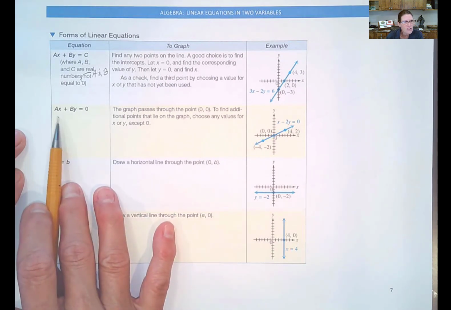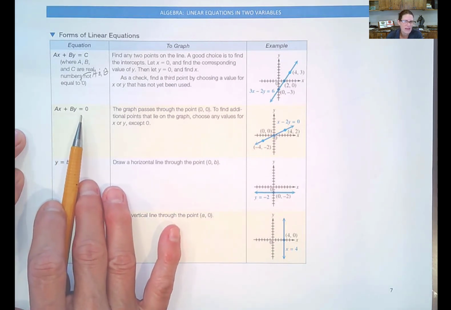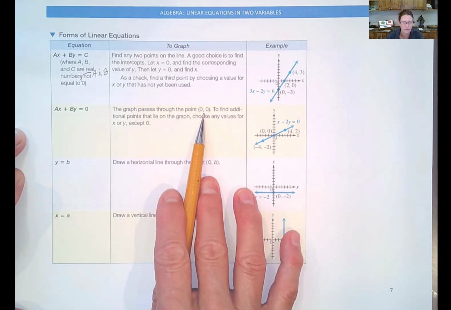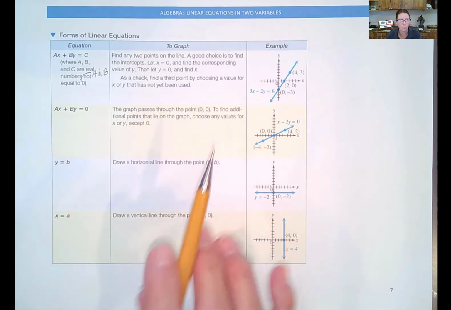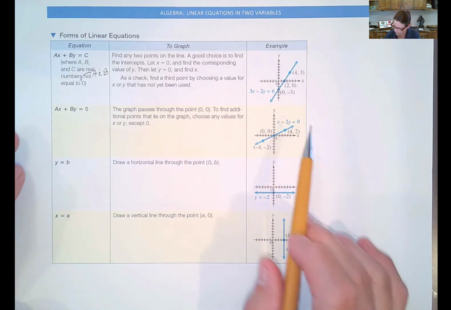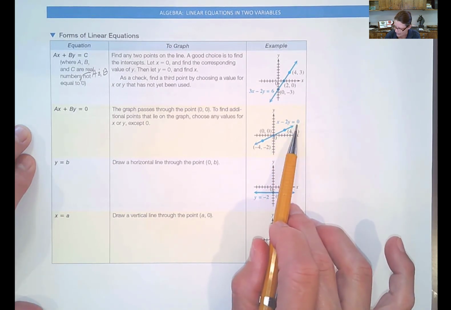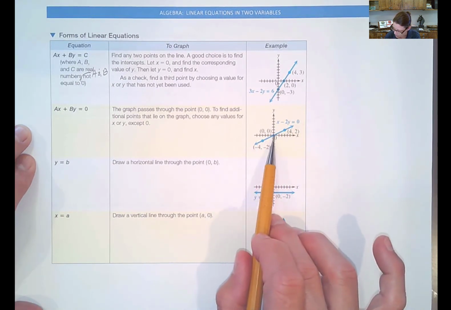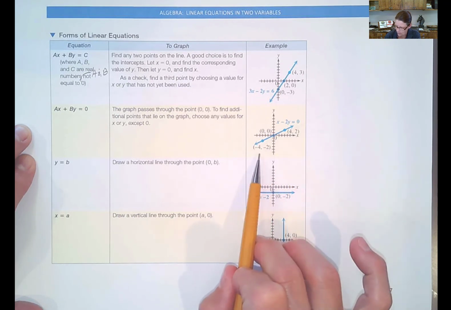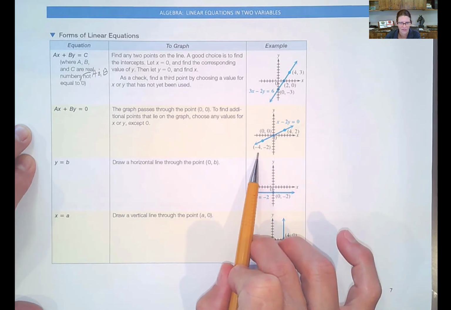If you've got an equation that looks like ax plus by equals 0, then this graph is going to pass through the origin. So to find additional points, you've got to get off of the origin. So choose a value for x or y that's not 0. For example, x minus 2y equals 0. You can see that it passes through the origin. Another point, (4, 2). And here's a checkpoint at (-4, -2).